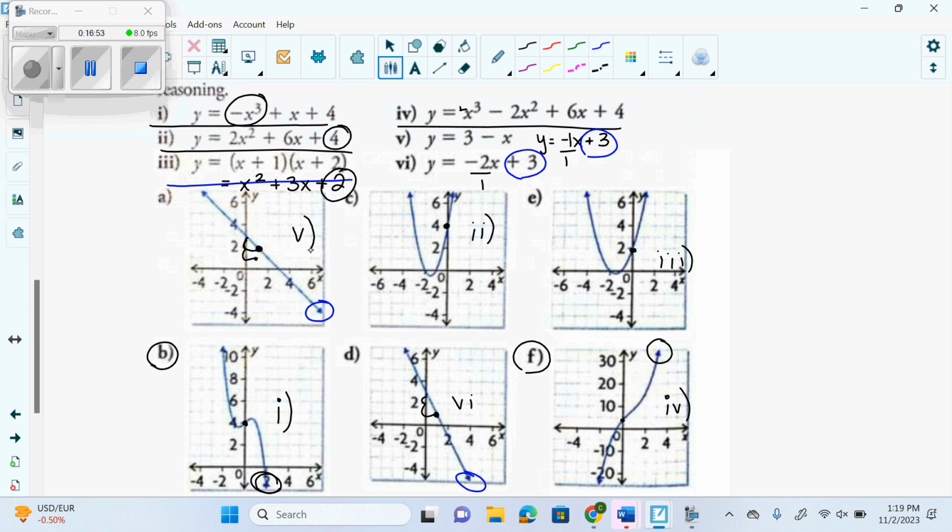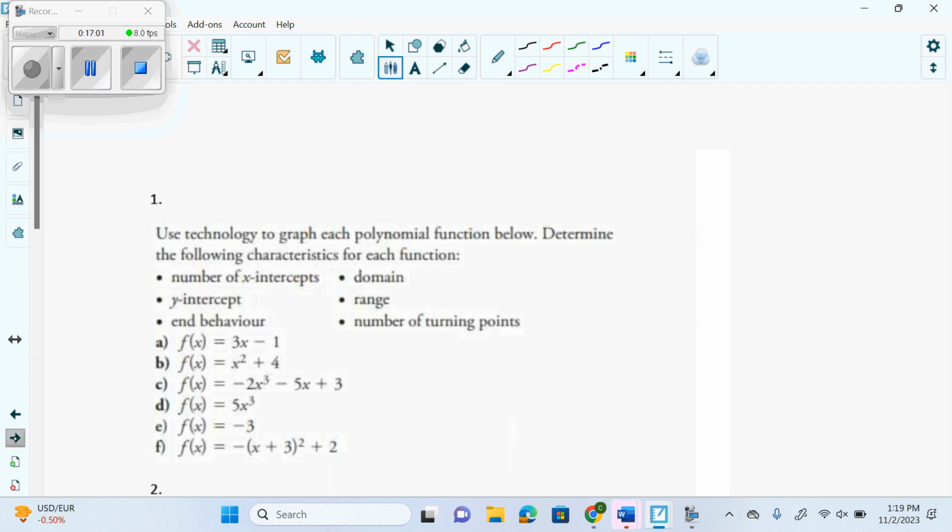Okay, then we're flipping over. Okay, so number 1 here says use technology to graph. Do we have to use technology to graph? We only have to if it's not in a nice form. Like this one here, we would have to.